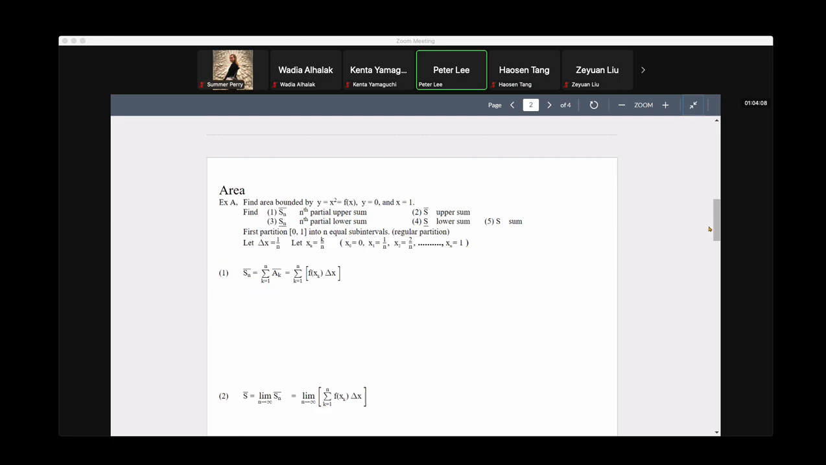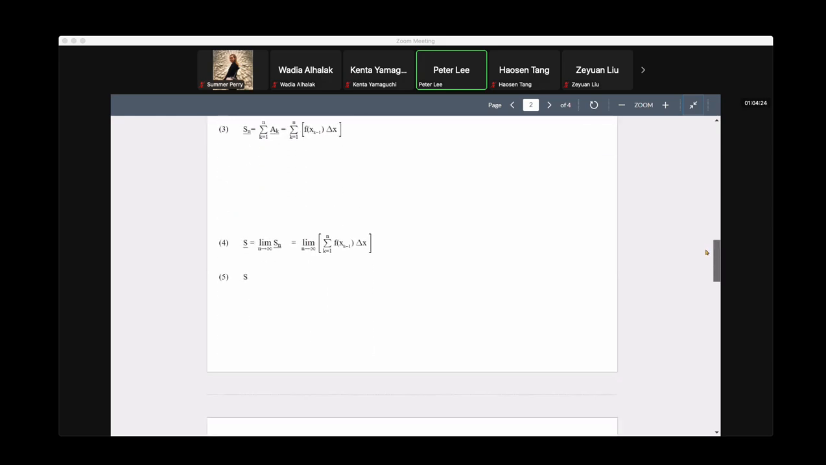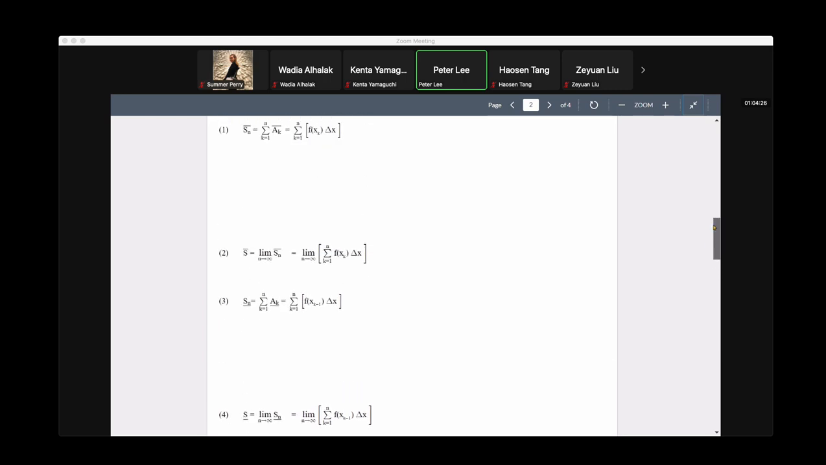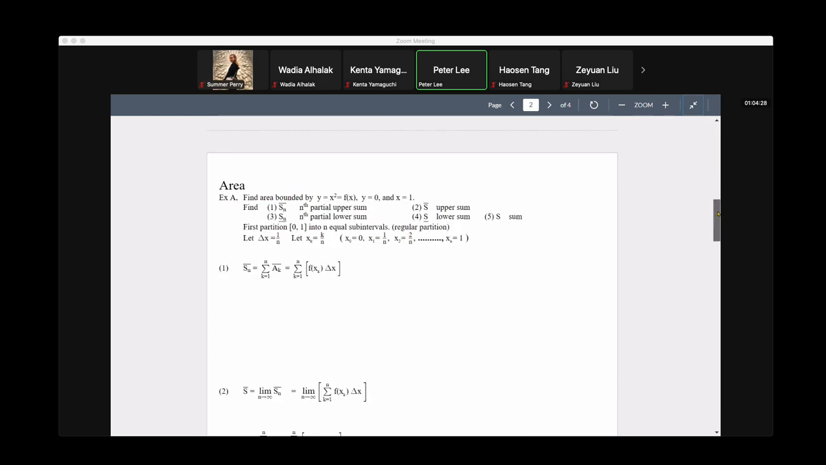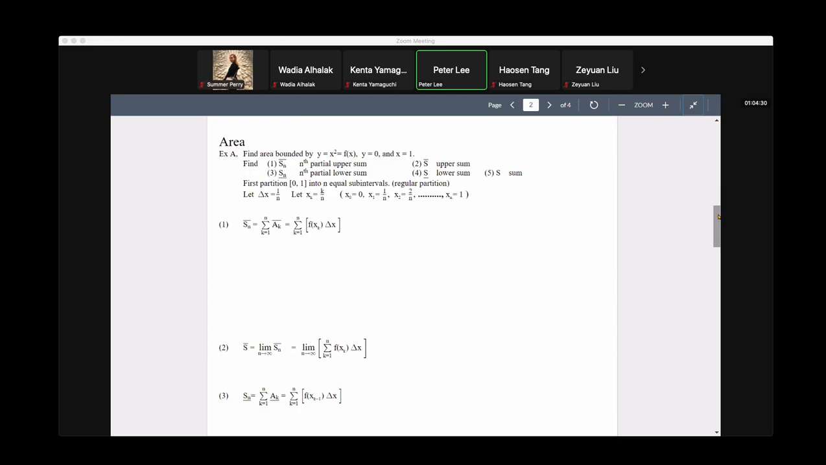Okay, so any questions? Now let me start. This area from here is one example. I call it example A. Exactly the first example. And this example actually takes up the entire page. Five parts to it, but it is basically one problem. So the first step is this. Let's try to understand what this problem is and how we are going to get to the answer.